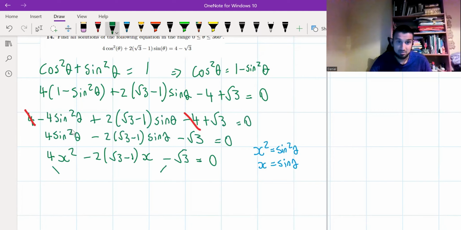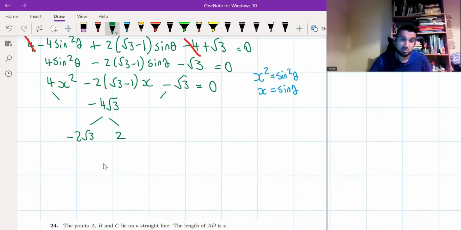You could solve it using the quadratic formula in your calculator, but we'll try to factorize it. So we want two numbers that multiply to give a times c, which is minus 4 root 3, and add to minus 2 root 3 plus 2. So clearly we want those two numbers, minus 2 root 3 and plus 2. If you have any problems with the factorization, I would say just use the quadratic formula. But here we can see it works out nicely for us, so we'll continue.